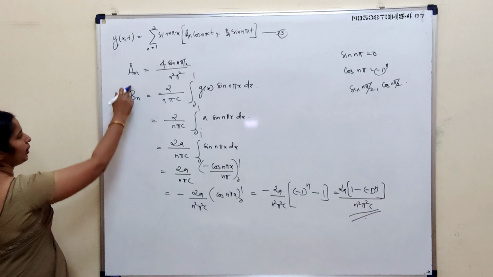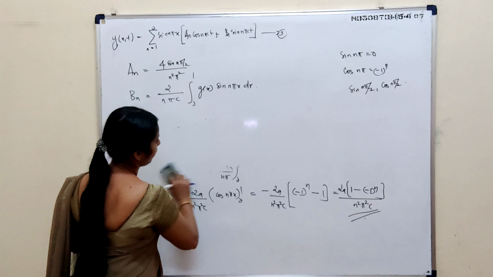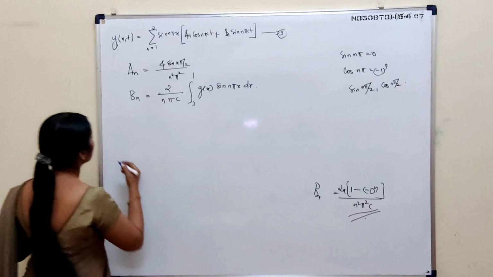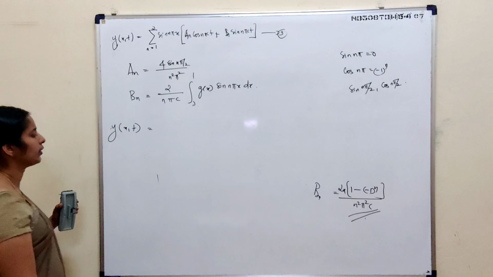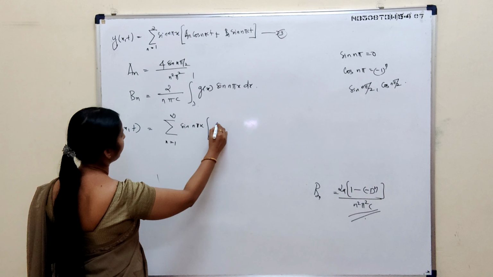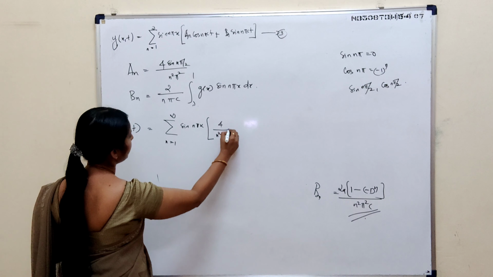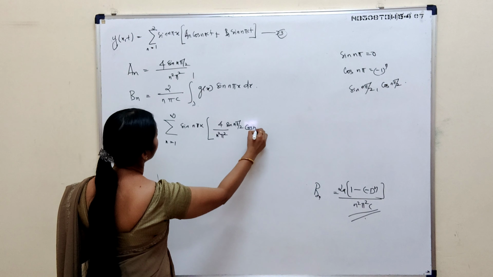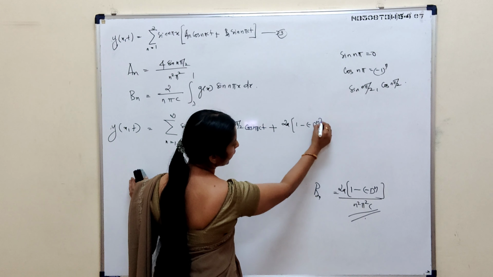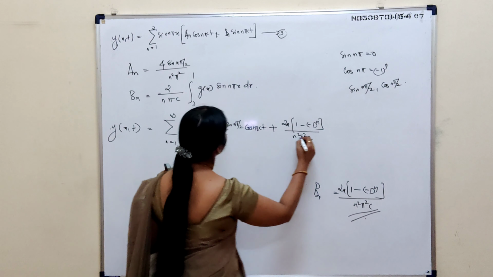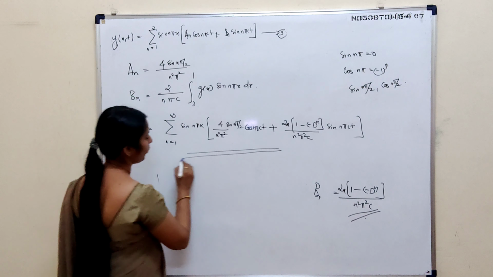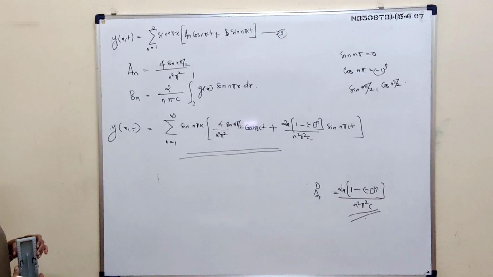Next you put An and Bn in equation number 3. So equation number 3 gives y of x, t, that is our required displacement. It is sigma n equals 1 to infinity sin n pi x into An. An is 4 by n square pi square sin n pi by 2 cos n pi ct plus Bn is 2a into 1 minus minus 1 raised to n by n square pi square c into sin n pi ct. So this is the required displacement of this string under these conditions.